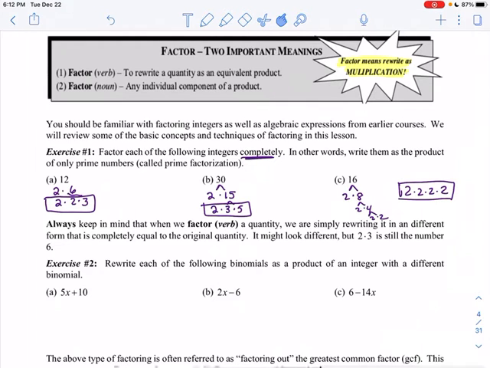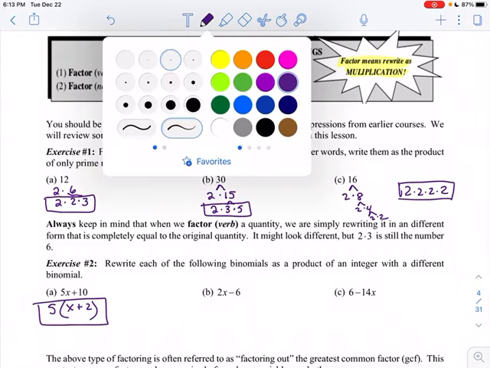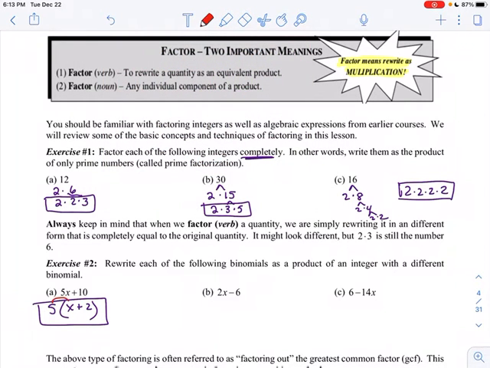Let's rewrite each of the following binomials as a product of an integer with a different binomial. So I'm going to factor out, I'm going to say what is the greatest common factor of 5 and 10? Well, 5 is, and I'm going to pull that 5 out. Basically, you're going to divide it out. When I divide out that 5 from 5x, I'm left with x. When I divide out the 5 from 10, I'm left with 2. So that's my answer right there. You should be able to remultiply it and get the original. If I was to distribute, 5 times x is 5x and 5 times 2 is 10.